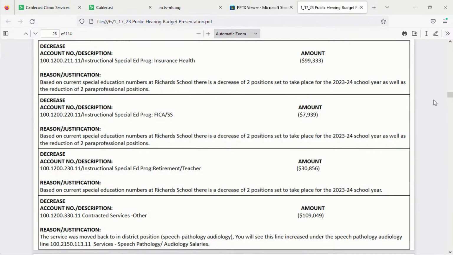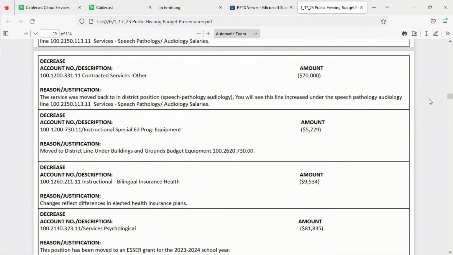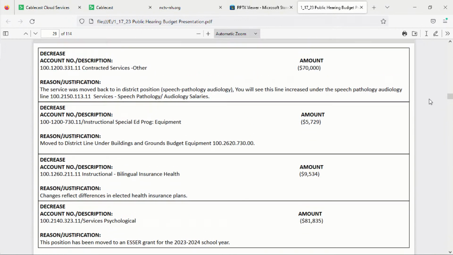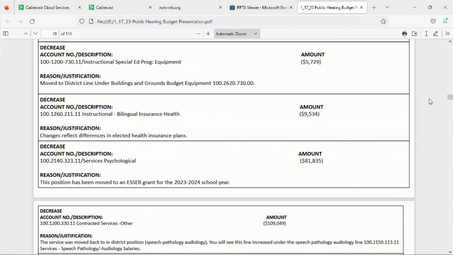And again, that's the same, the contracted service. Then we have an equipment line that was moved to a district line under building and grounds. And then we have our ESOL teacher, the health insurance is decreased. Again, it's related to the elected health plans of the particular individuals. The decrease in psychological services, this position has been moved to the ESSER grant.